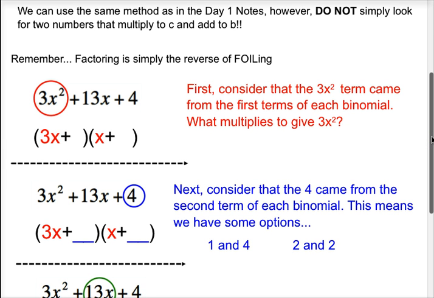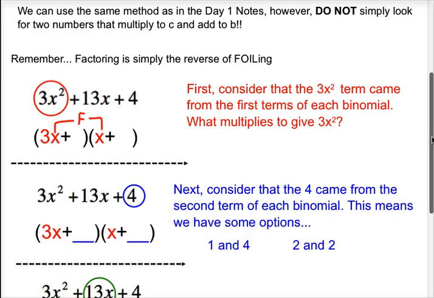So, when we're looking at this, let's focus on the 3x squared plus 13x plus 4. So this is still the reverse of FOILing. We're still going to start with that first term, the 3x squared. But now we need to consider, how do we get 3x squared? Well, this time, the 3x squared is coming from multiplying the 3x and x, okay? So the 3x squared is still coming from the first terms of our two binomials. However, this time it's 3x and x.